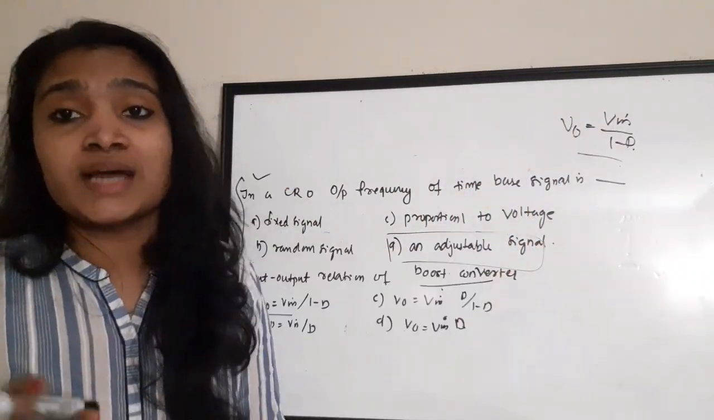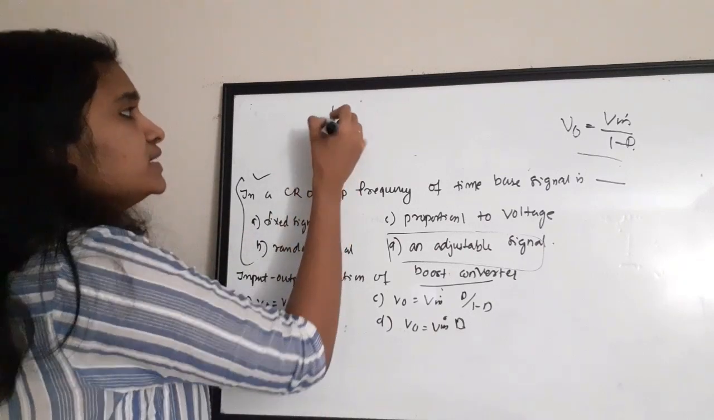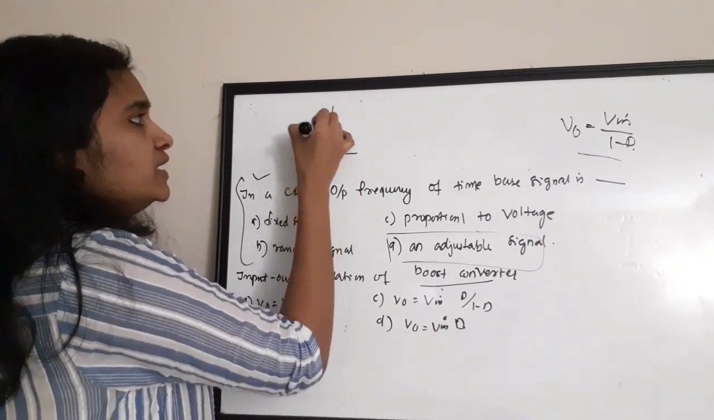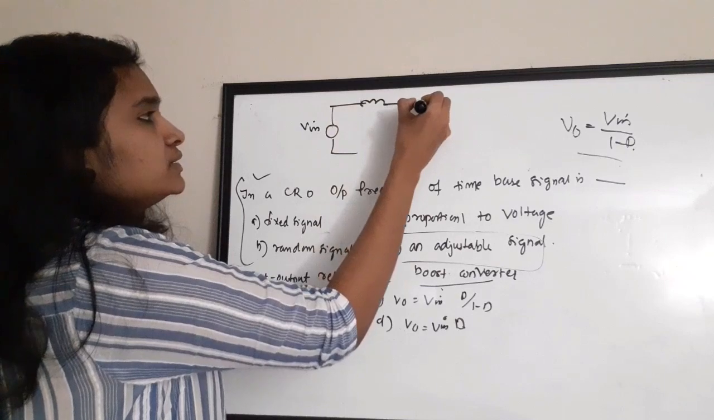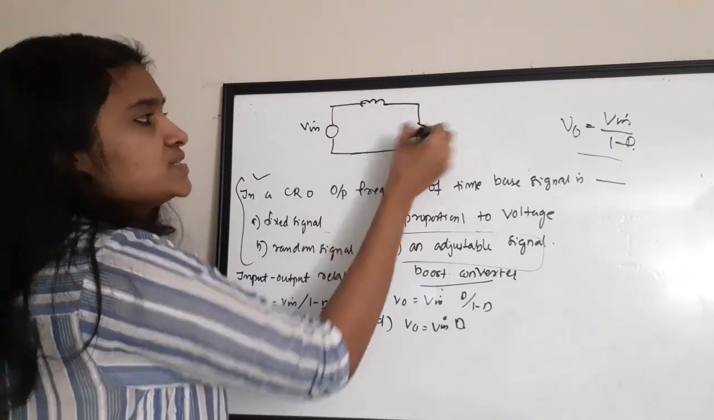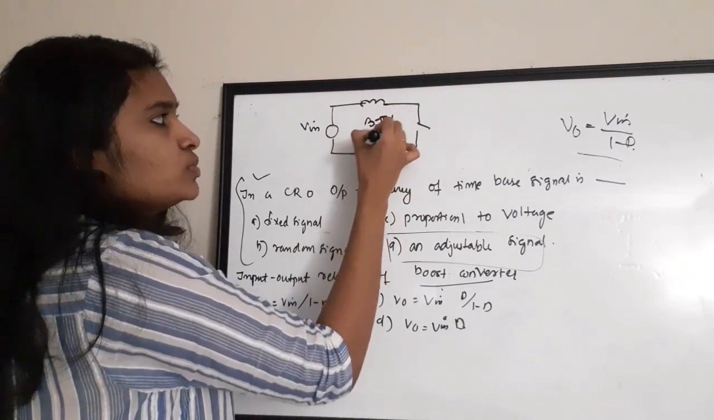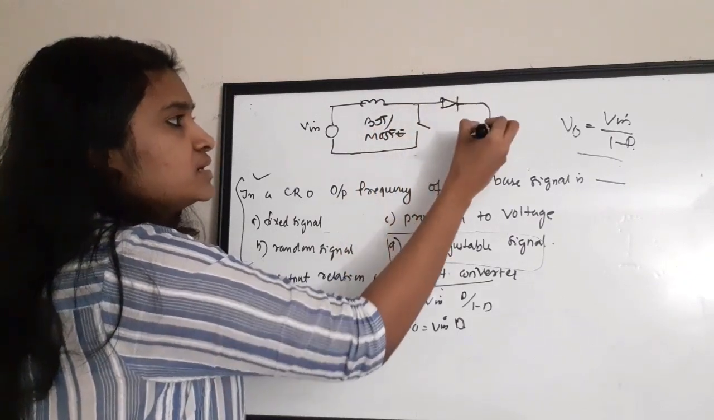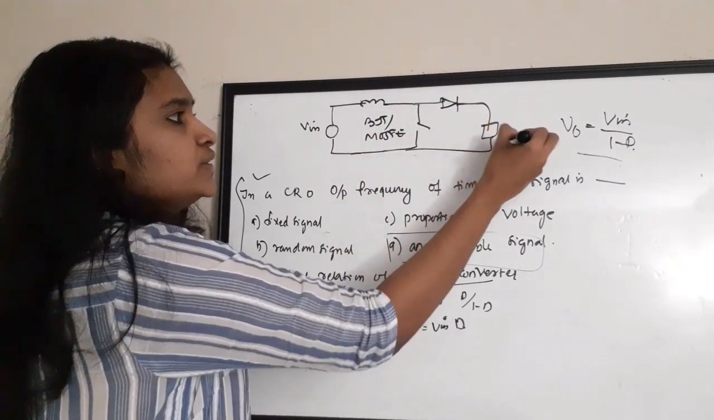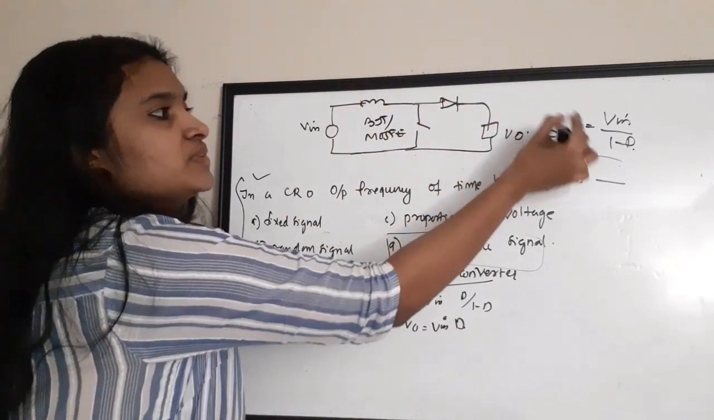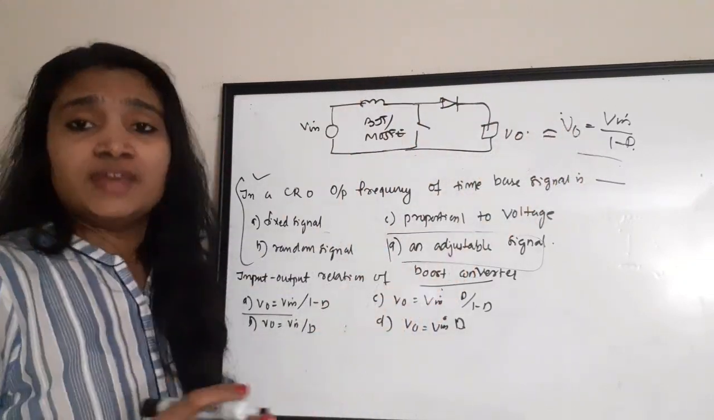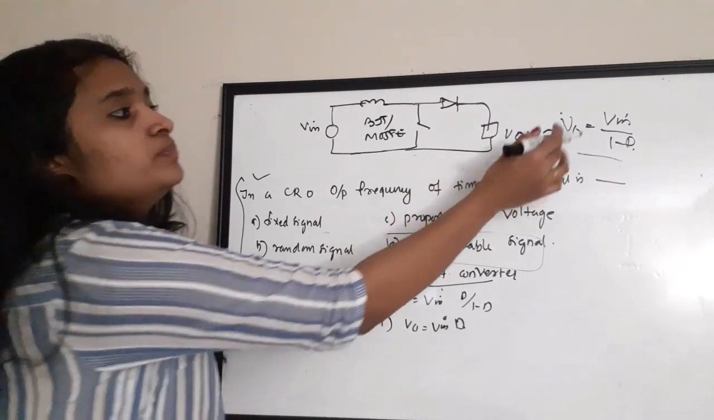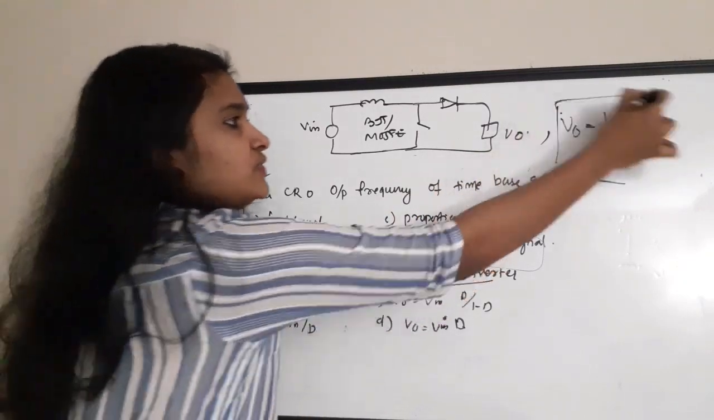So I'm going to draw the diagram of a boost converter now. There is a source, V in is the voltage, there's an inductor, there's a switch here. This switch can be either a BJT or a MOSFET. Then there is a diode, and there is a load where you will get your output. Now the relationship is V out is equal to V in by 1 minus D, right? So V out is equal to V in by 1 minus D.